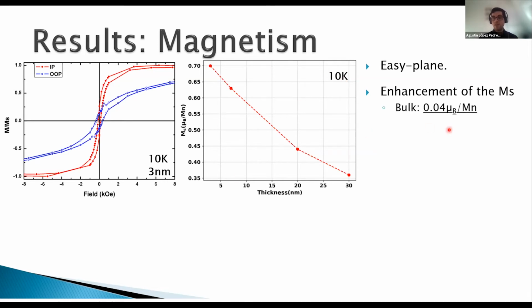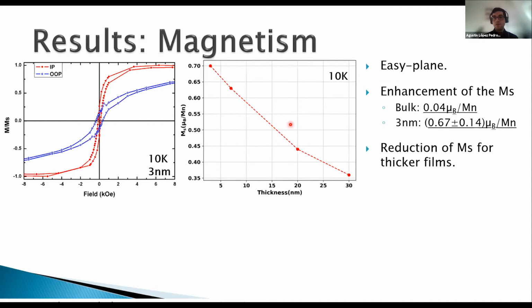The bulk has around 0.04 Bohr magnetons per manganese ion, and all the samples that we analyzed have a considerably higher saturation magnetization. For example, if we compare the thinnest sample of 3 nanometers, we have a saturation magnetization of 0.67 Bohr magnetons per manganese ion, which is more than 10 times larger. Another thing that we notice from these samples is that if we increase the thickness of the sample, the saturation magnetization reduces.